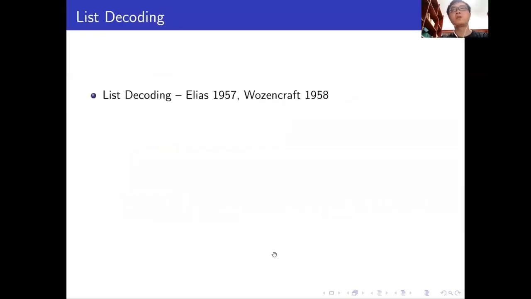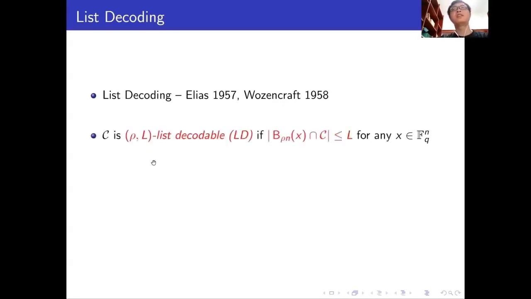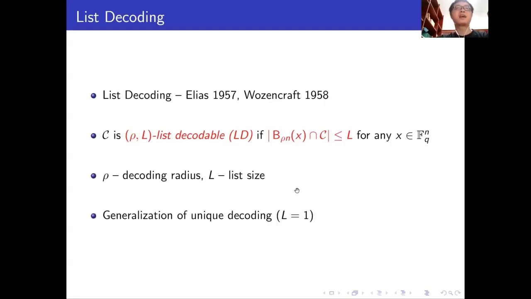For this purpose, Elias and Wozencraft independently introduced the notion of list decoding. To be precise, for a real number rho in [0,1] and an integer L, a code is called (rho, L) list decodable if for any vector x, the Hamming ball of radius rho n and center x has at most L intersections with the code C. Put differently, if the channel introduces at most rho n errors, then the decoder would output a list of at most L codewords, which include the correct one. We further call rho the decoding radius and L the list size. It is clear that list decoding is a generalization of unique decoding.